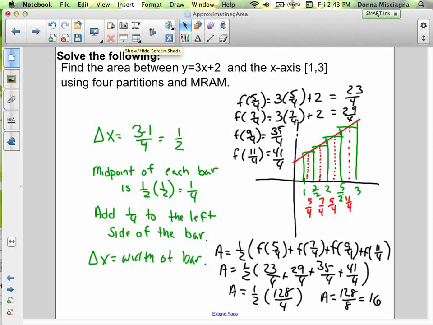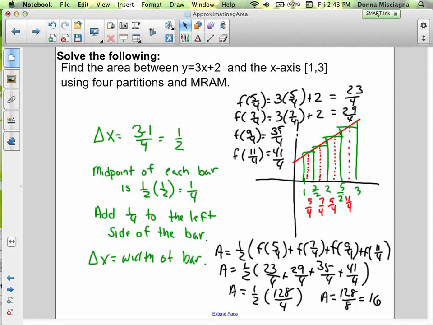And then what I do is I find the first one, and then I just count up by the change in x, and I don't have to keep figuring out what's halfway between 3/2 and 2, and 2 and 5/2, and 5/2 and 3. We're going to go up by half each time because the width of the bar is a half. So the mid value is 7/4 between 3/2 and 2. 9/4 is the midpoint value between 2 and 5/2, and 11/4 is between 5/2 and 3.